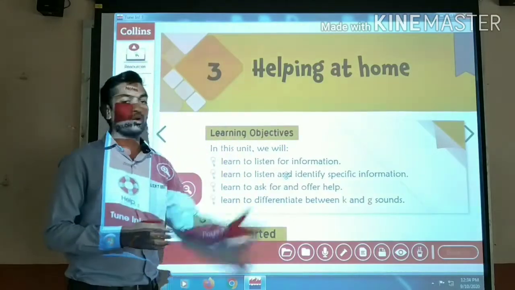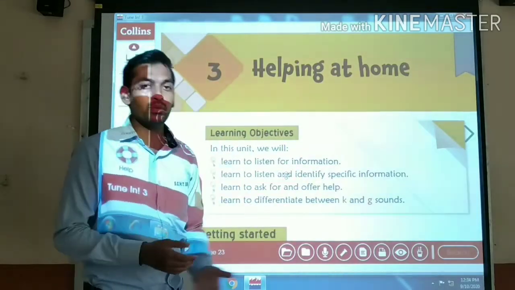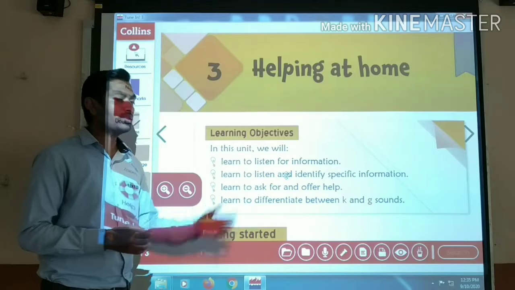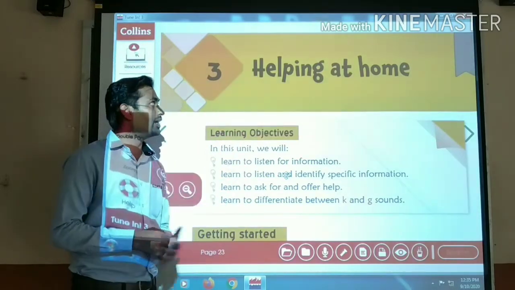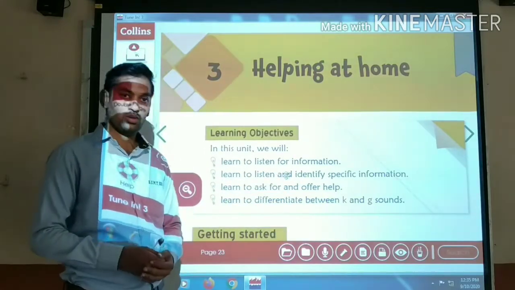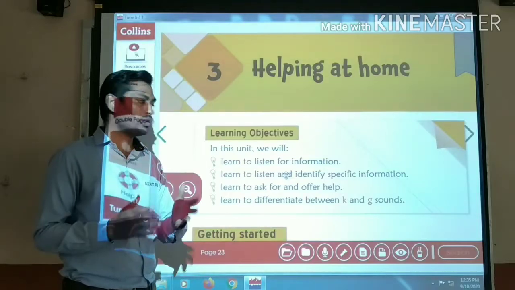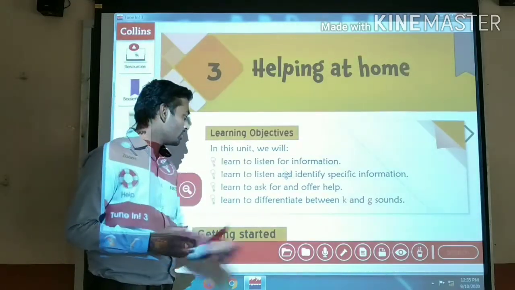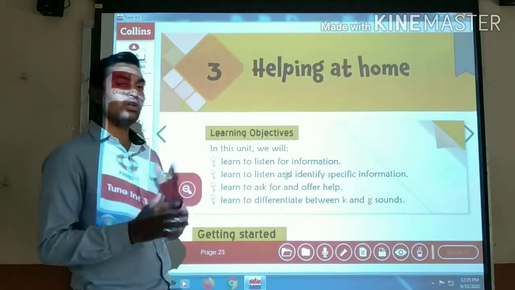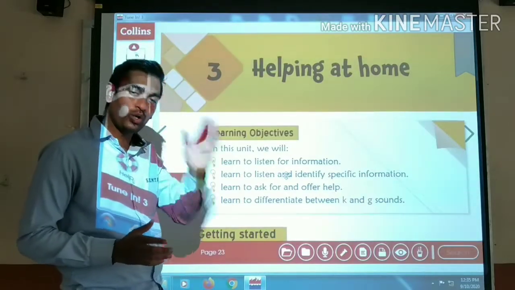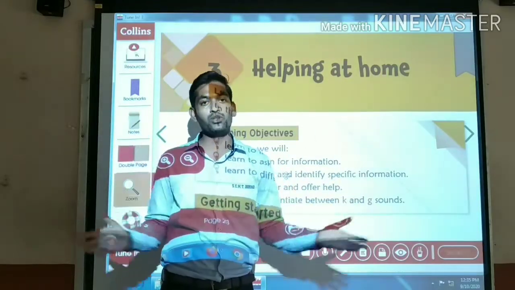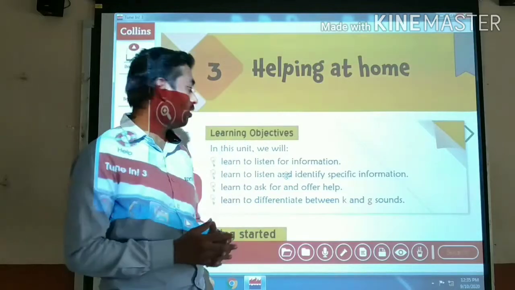Let us see how we can help at home, and how other family members help us. What are the objectives that we have to achieve in this chapter? We will learn to listen for information. We will also learn to listen and identify specific information. There will be different types of information, and the audio will be played so we can listen for the specific information. There will be a lot of information, but we have to find the specific information.